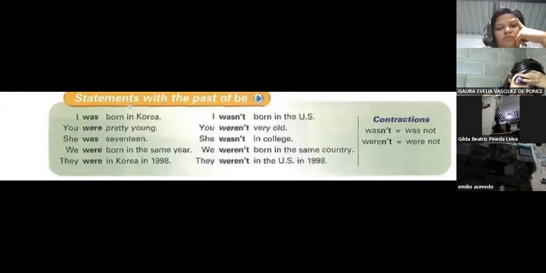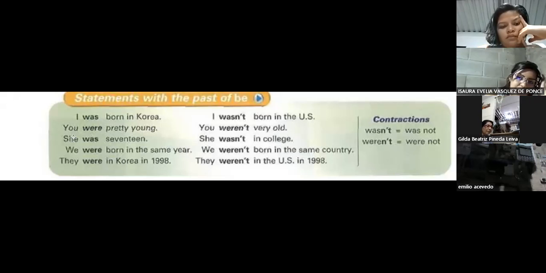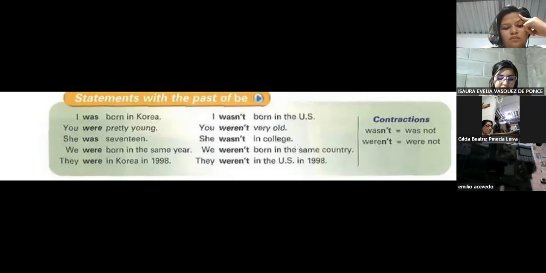Look, I was born in Korea. You were pretty young. She was 17. We were born in the same year. They were in Korea in 1998. And the negatives: I wasn't born in the US. You weren't very old. She wasn't in college. We weren't born in the same country. They weren't in the US in 1998.